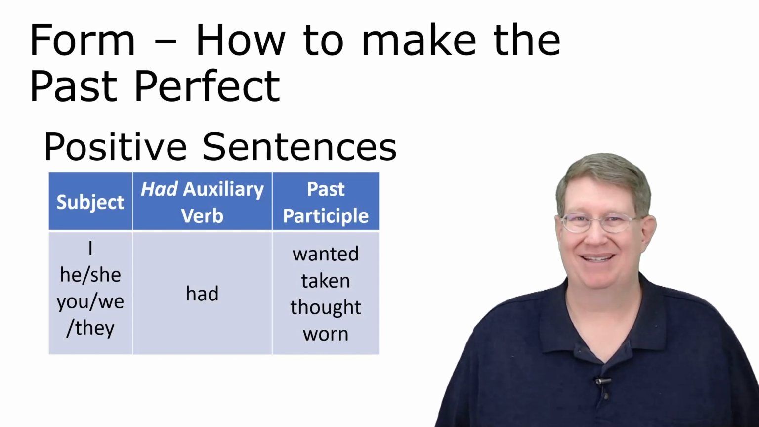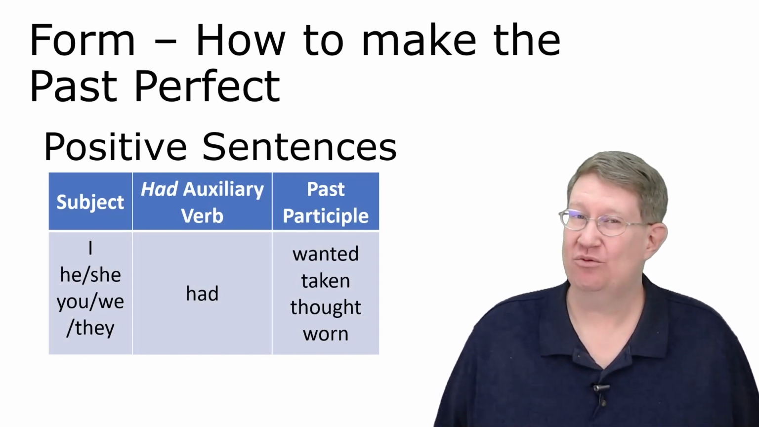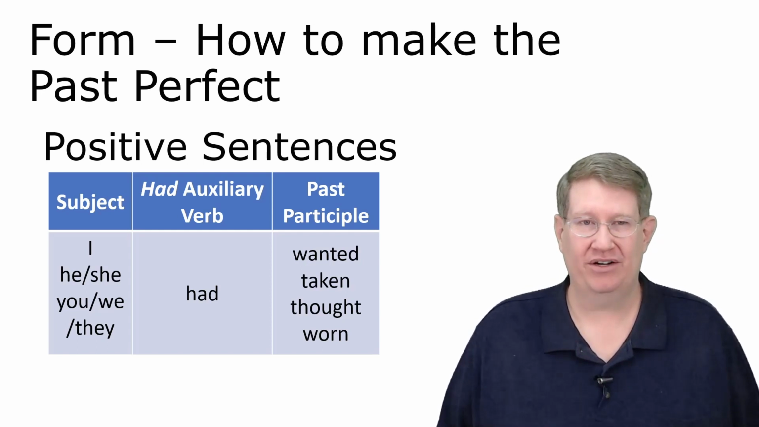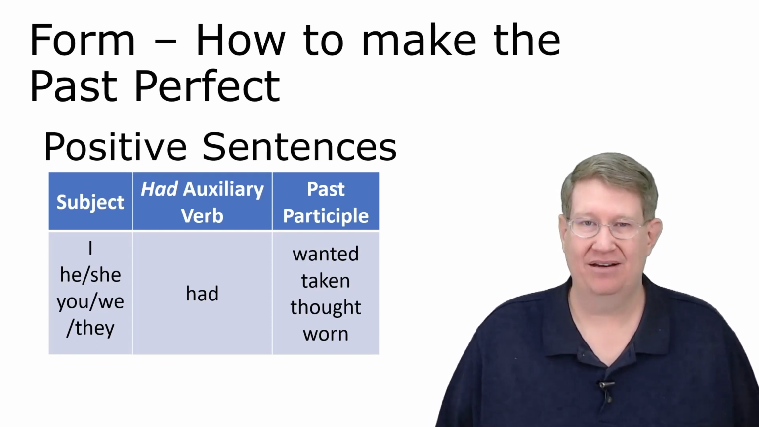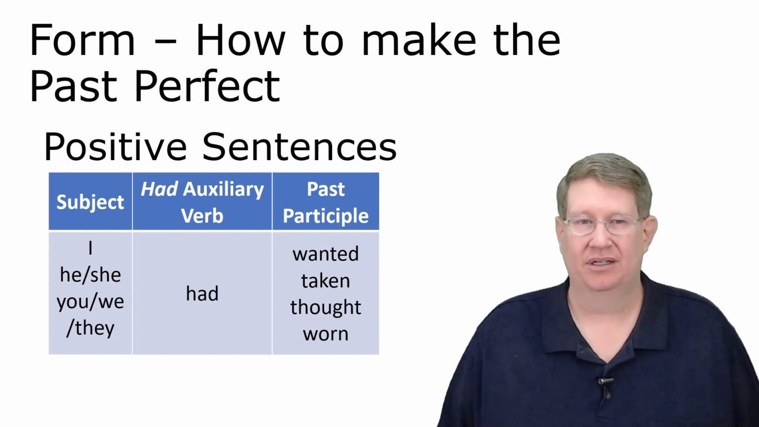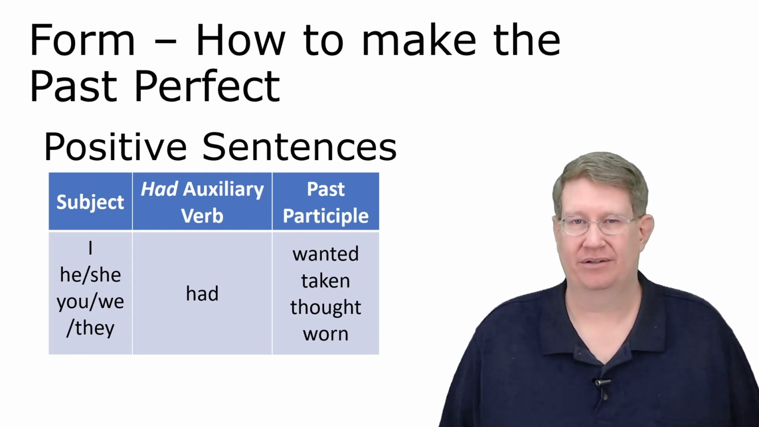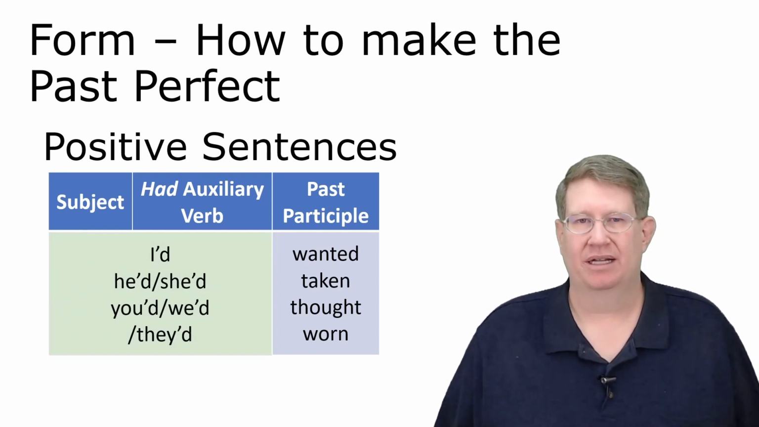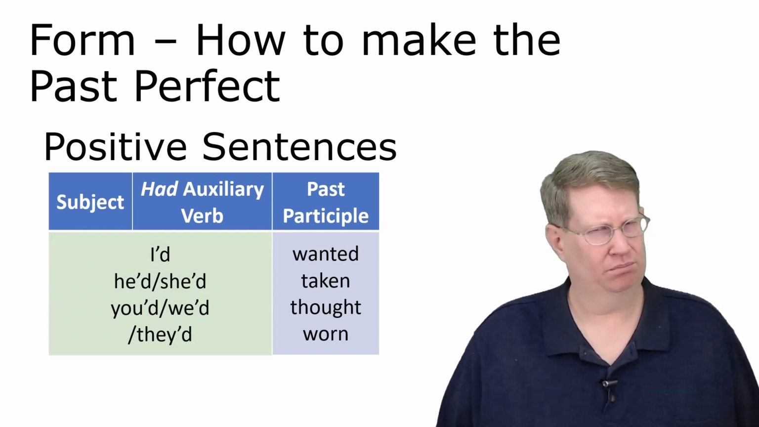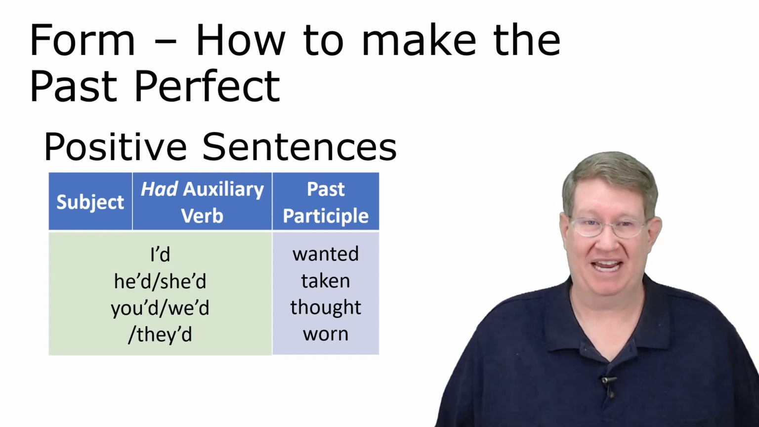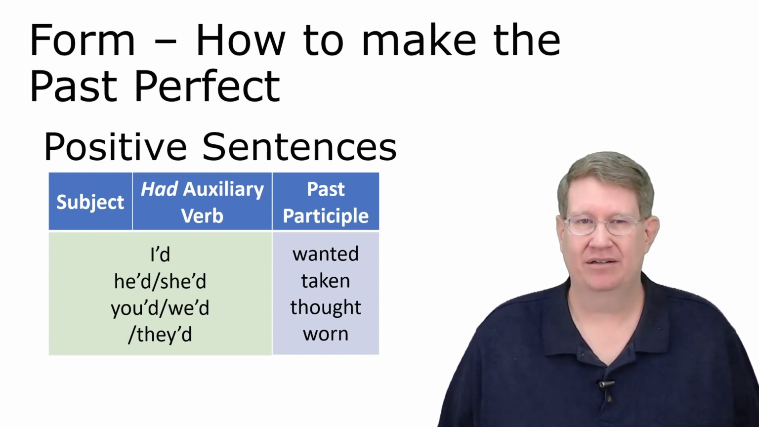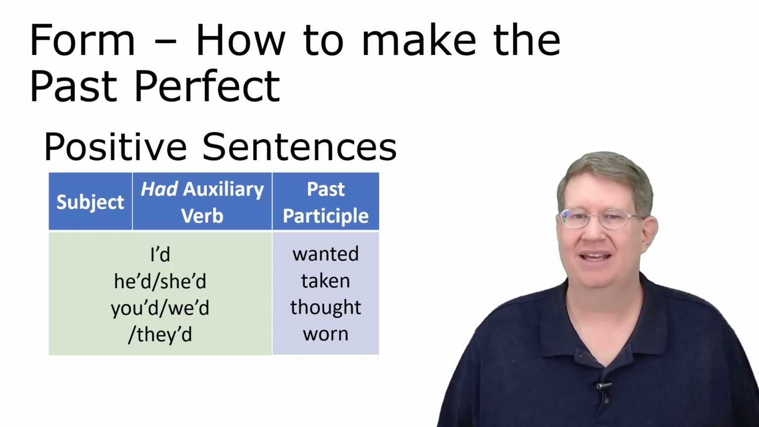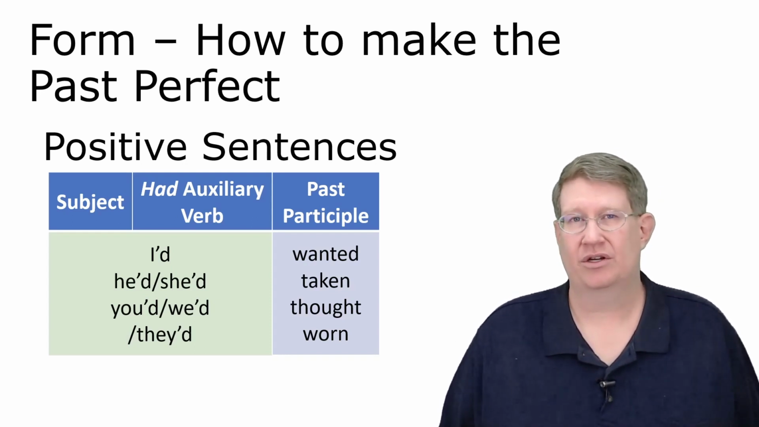So the good news is that, despite what I said a minute ago, this really isn't that complicated. We put the subject, we put the auxiliary verb had, and then we put the past participle. So, I had wanted, you had taken, she had thought. Okay? Not complicated at all to make. We can make it a little bit more complicated by making it simpler. We can put those words together and we have contractions: I'd for I had, she'd for she had, etc. You can do this as long as the writing that you're doing at the time isn't formal.